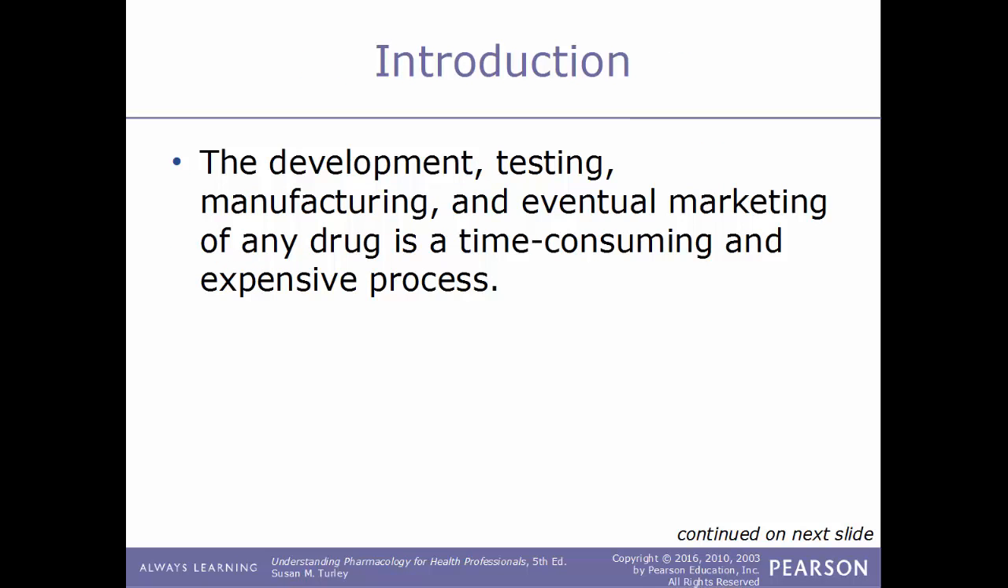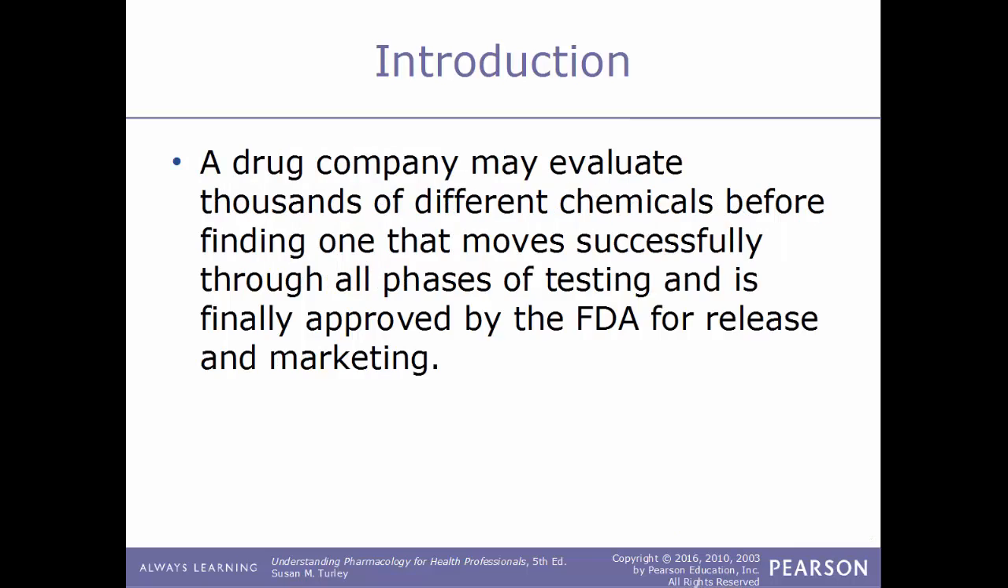The development and the testing, manufacturing, and the eventual marketing of a drug is a very time-consuming, very expensive process. Now, a drug company may evaluate thousands of different chemicals before finding one that goes all the way through all the phases of testing and is finally approved by the FDA to be released and marketed.